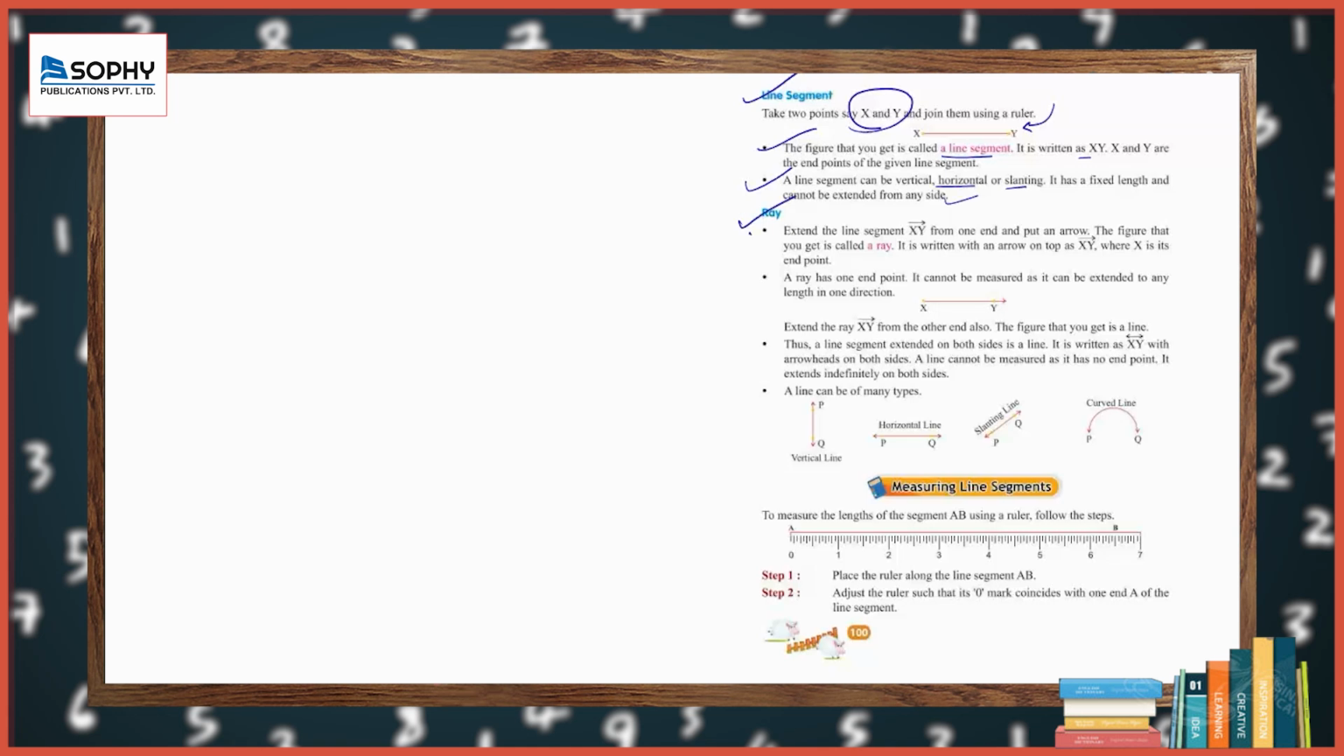Next is a ray. We extend the line segment XY from one end and put an arrow. The figure that you get is a ray. It is written with an arrow on top as XY where X is the endpoint. A ray has one endpoint. It cannot be measured as it can be extended to any length in one direction.